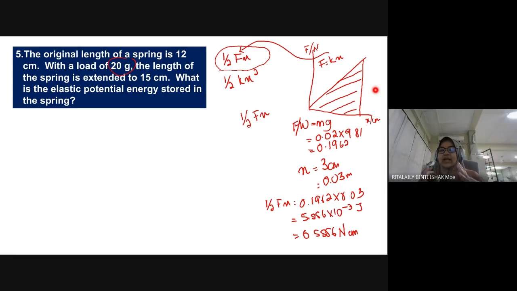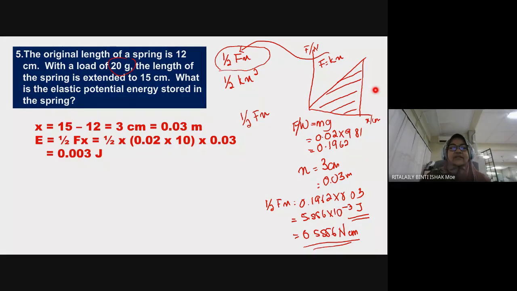Okay, so this is what I tell you about units. Okay, if you want to use the SI unit, which is joule, everything for the calculation for that particular physical quantity need to be in SI unit. Okay, if you choose joule as your final answer, so everything must be in SI unit. The F must be in Newton, x must be in meter. However, if you don't want to convert to meter, you can write your answer in that unit, Newton cm.